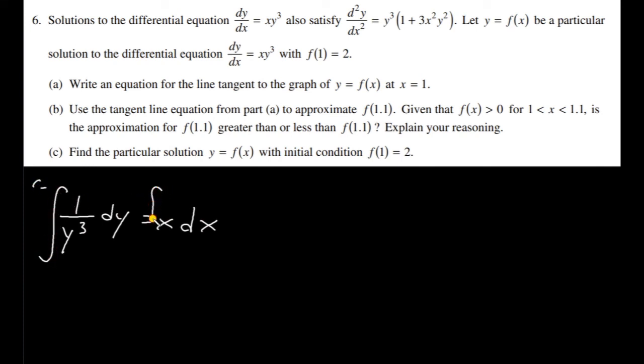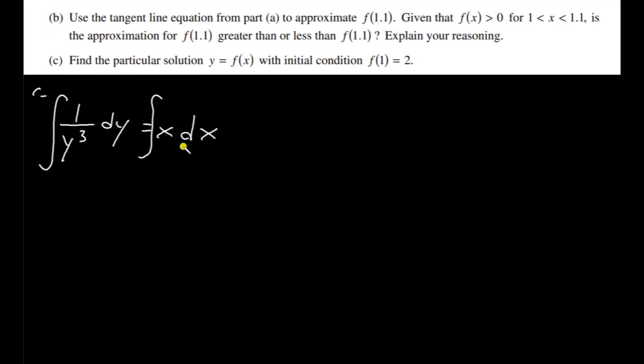Okay? This is like a memorized procedure. Separate the variables, integrate, and so on. So next step is integrate. The integral of x is x squared over 2, and the integral of 1 over y cubed, well, this is going to be the same thing as, let me erase this and write it as y to the negative 3, right? Because 1 over y cubed is the same as y to the negative 3. When you bring the y cubed to the top, you switch the sign of the exponent.